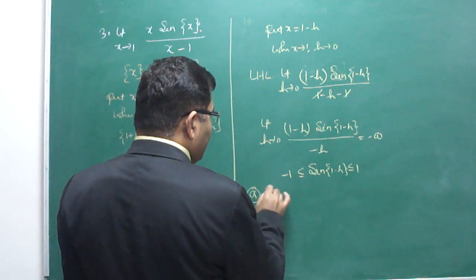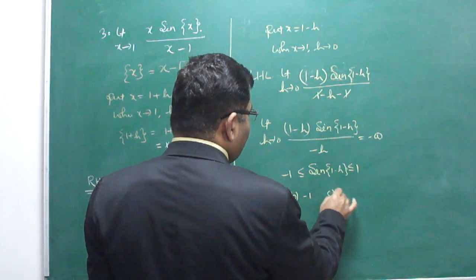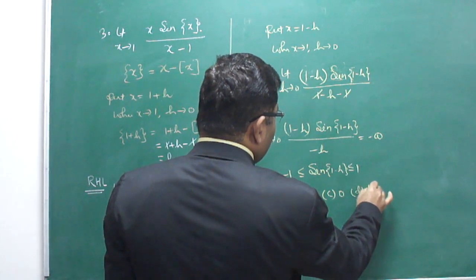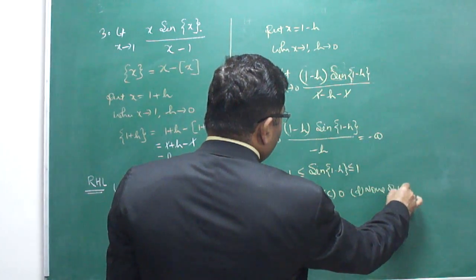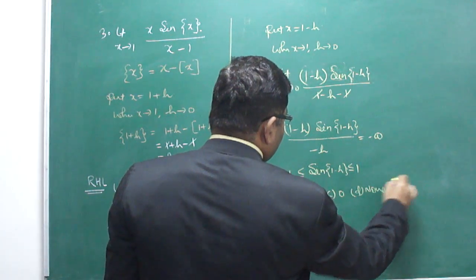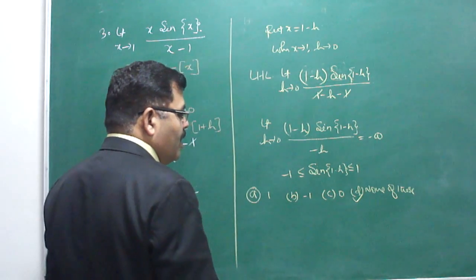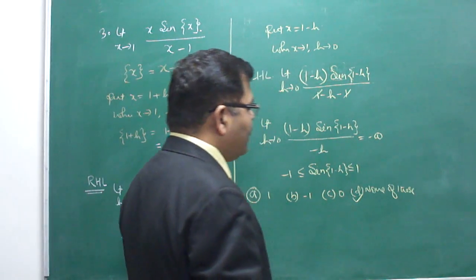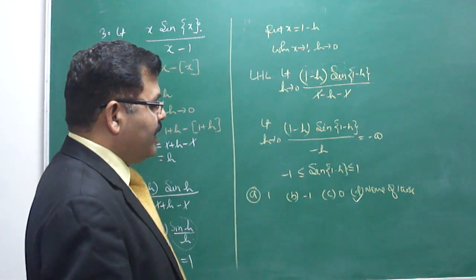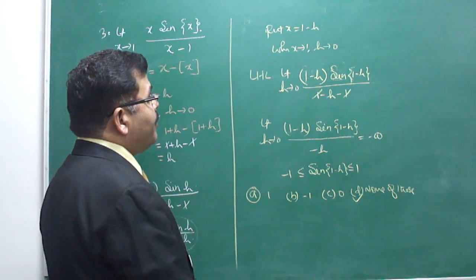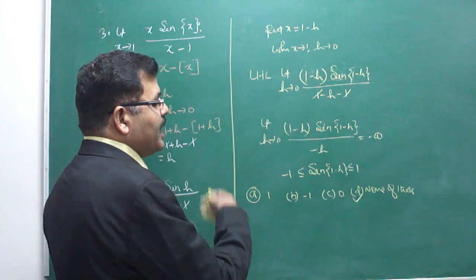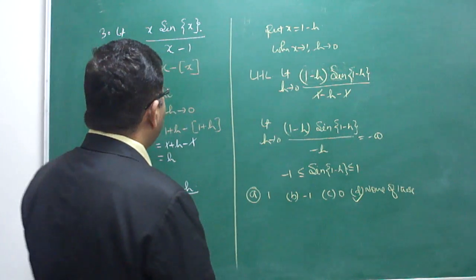If there are options like a) 1, b) minus 1, c) 0, d) none of these, then the answer is none of these. The limit does not exist. Or even in option D it can be written that the limit does not exist. So that kind of answer is possible for this type of question. I hope you got it.